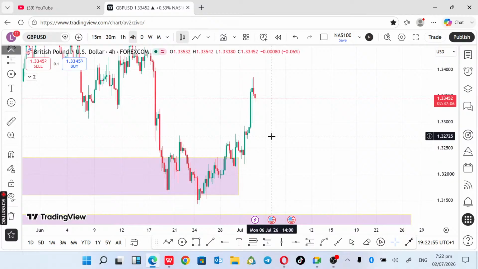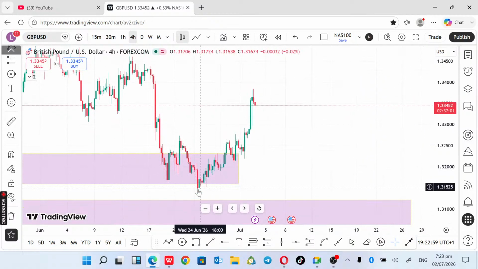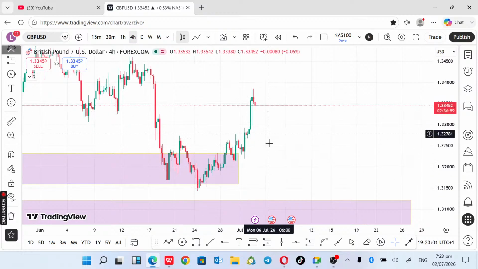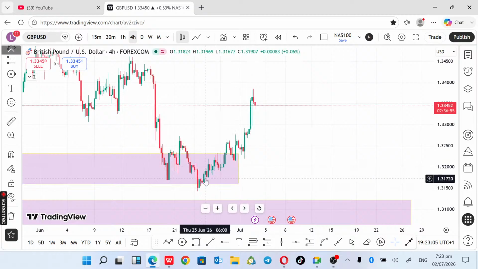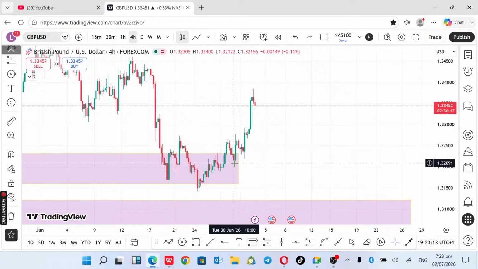Now this is the 4 hour chart. Now looking at this, we have this move from here to here. And if you notice, you will notice the supports on these 4 hours. Market has filled in most of the supports. Starting from here, market came back to this.